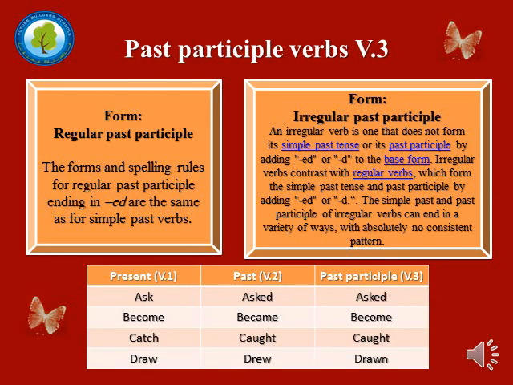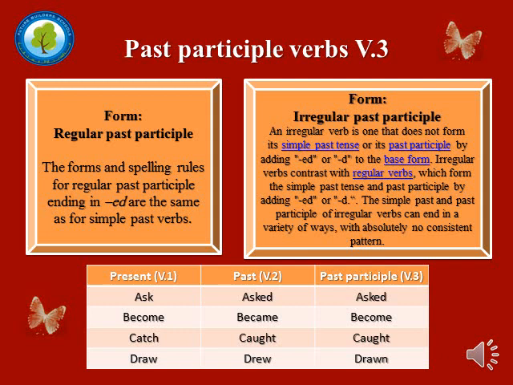The past participle verb or the verb 3. Now, we have the regular verb and the irregular verb. For the regular verb, we only add ed or d to the end of the verb, and that's how we make the past. But the irregular verb is the verb that doesn't form its simple past or the past participle by adding ed or d to the base form of the verb. The irregular verbs contrast with regular verbs.